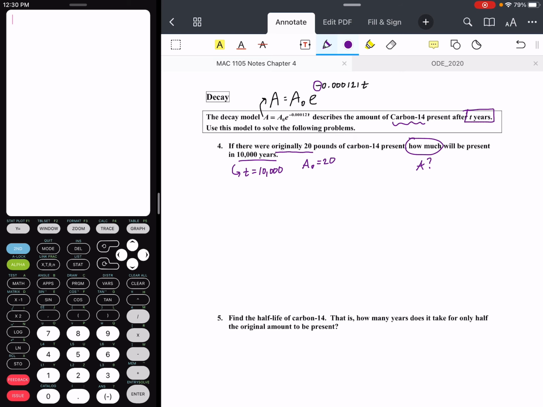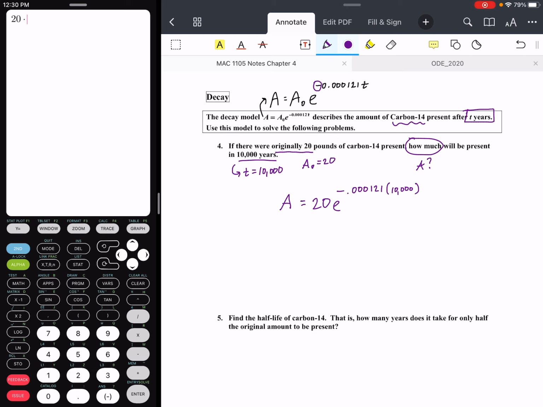All right, so let's fill in what we know, solve for what we don't. We have A equals 20 for our initial amount times e to the power negative 0.000121 times 10,000. And we just need to type that into our calculator, and that will give us our accumulated amount. And remember, we're going to round to the nearest whole number. It's not printed, but that's just what we're going to do. So you would follow whatever instructions you're given, of course.